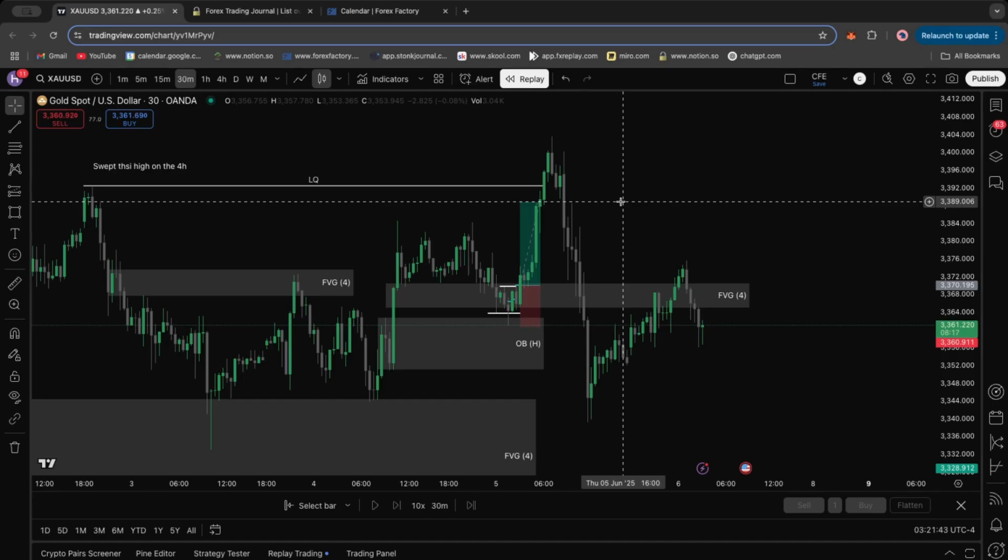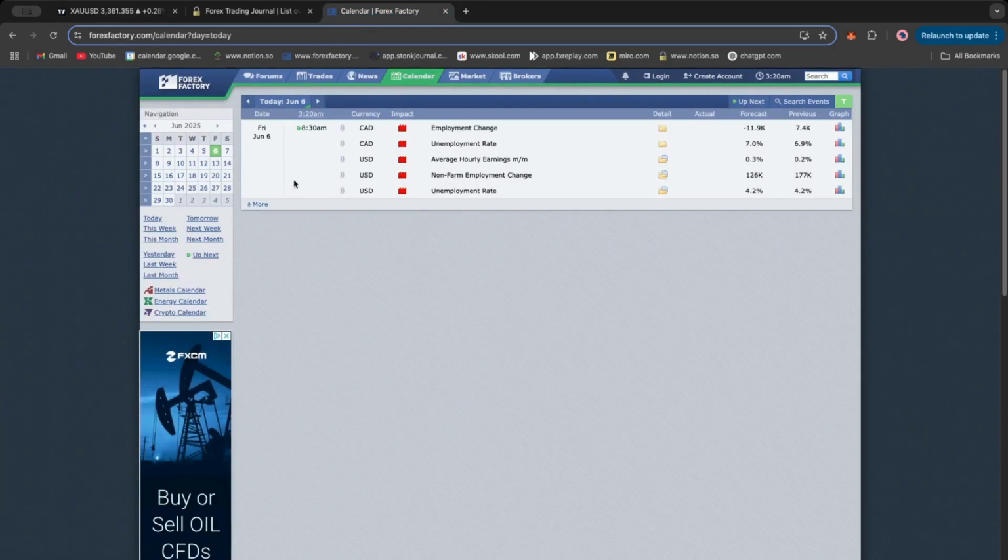So, some of you may be seeing in the bottom right, I'm recording this in London session on Friday. The reason for that is, if I come over onto Forex Factory, you can see we have non-farm employment change. This is one of the big three news events with CPI and FOMC, and I advise, as most others do, I don't touch the markets today.